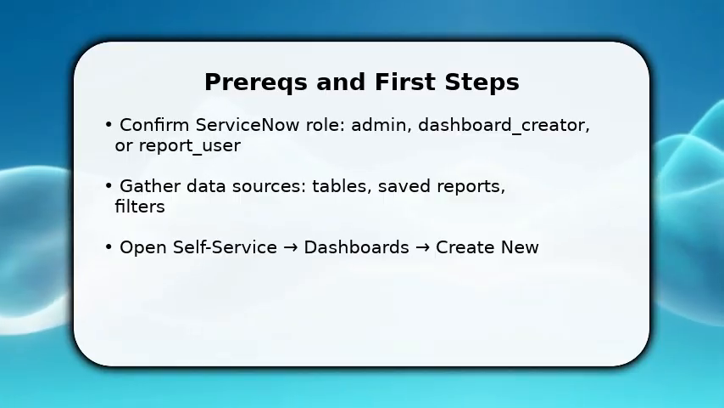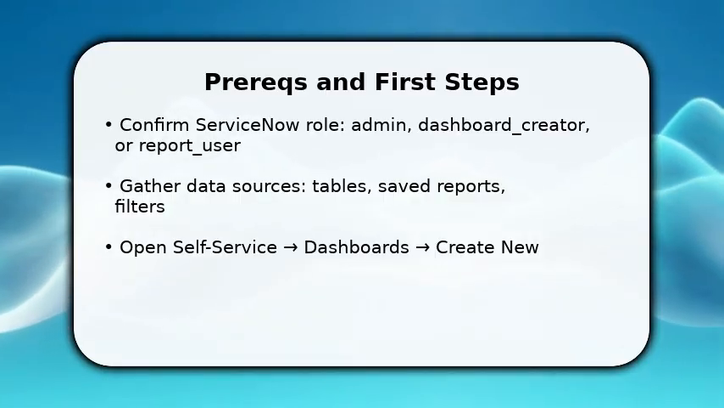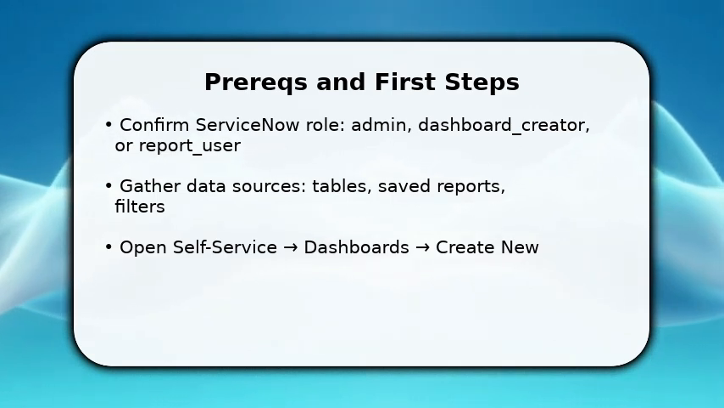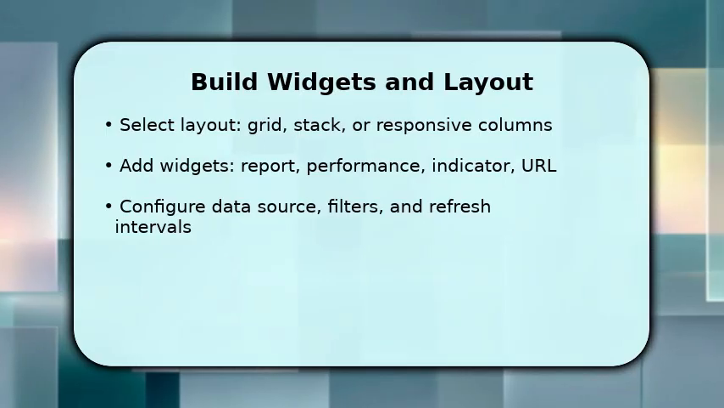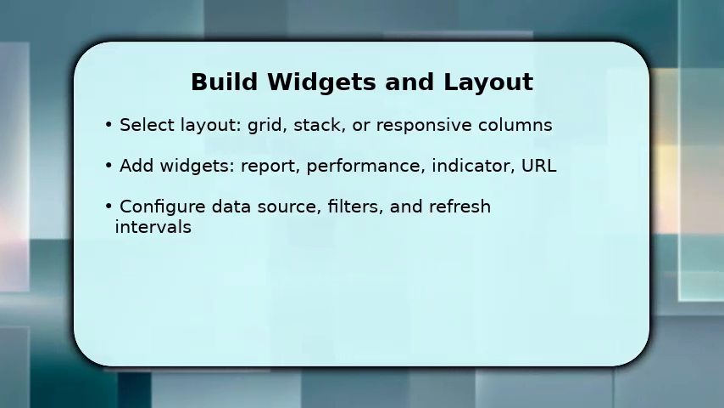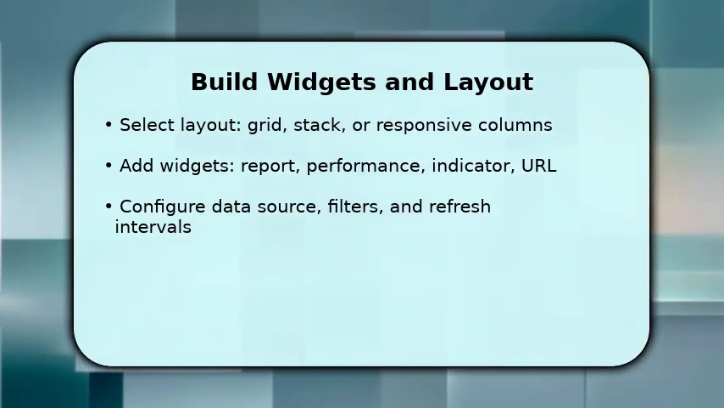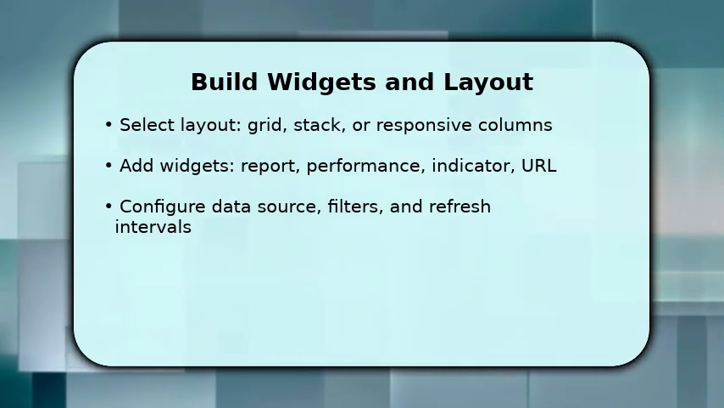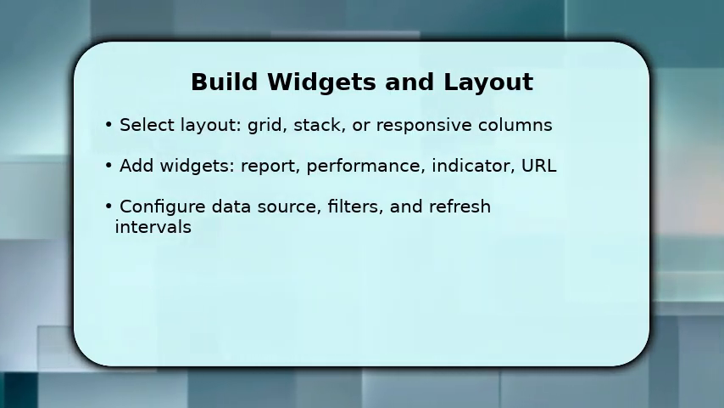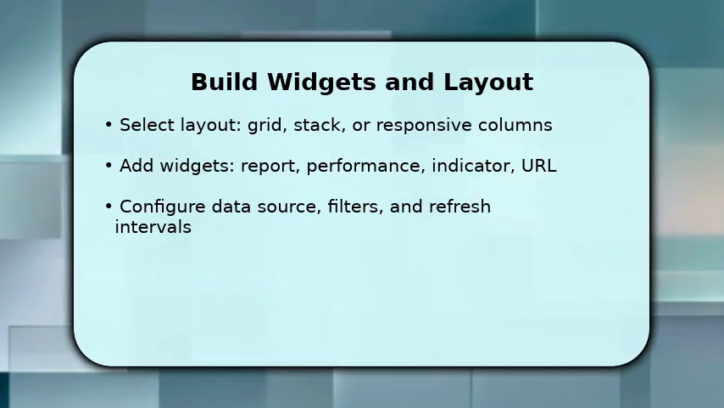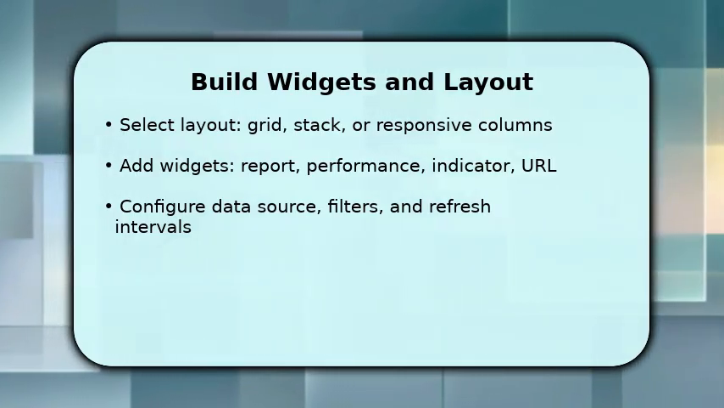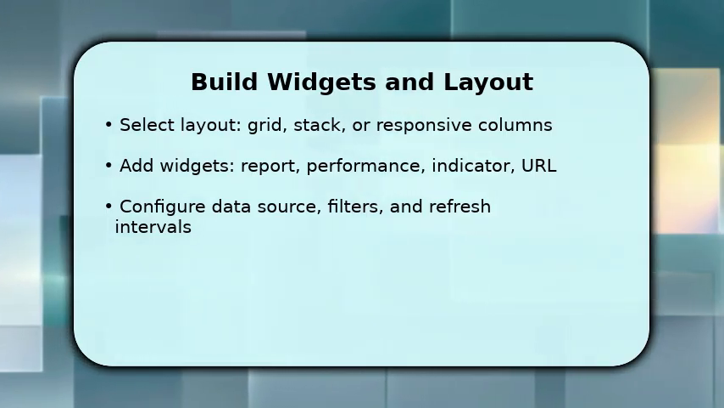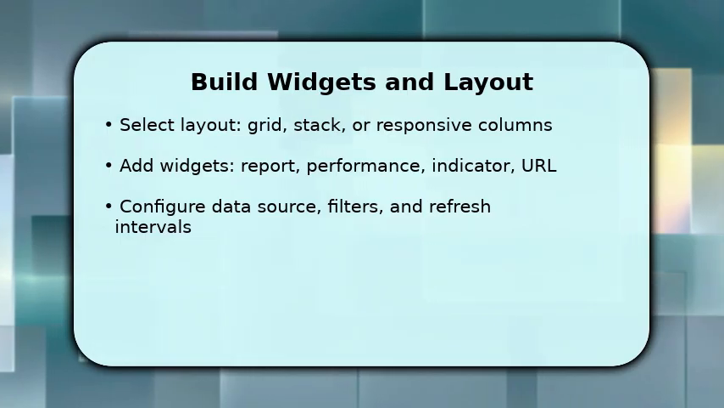This avoids restructuring mid-build. You'll save time by preparing saved reports and filters ahead of the widget step, which we'll add next. Start by picking a layout that fits the audience: grid for mixed content, responsive for multiple devices. Then add widgets. Choose report widgets for tables and charts, performance analytics for trends, or the indicator widget for KPIs. For each widget, point it to a saved report or table and set filter conditions. This reduces query load and keeps data relevant.